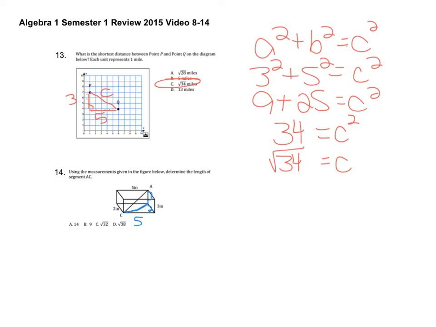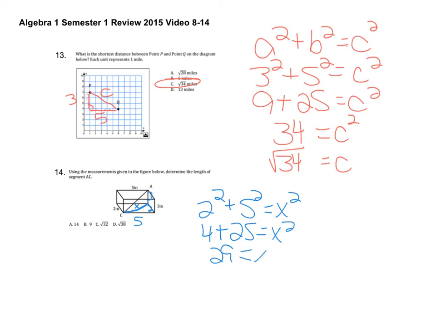So my first little set, let's let it be x to begin with. I'm going to say 2 squared plus 5 squared is x squared. So that's 4 plus 25 is x squared. That's 29. Now look at your answers, they're not using decimals. So if x squared is 29, then x is just the square root of 29. So that down there is the square root of 29.